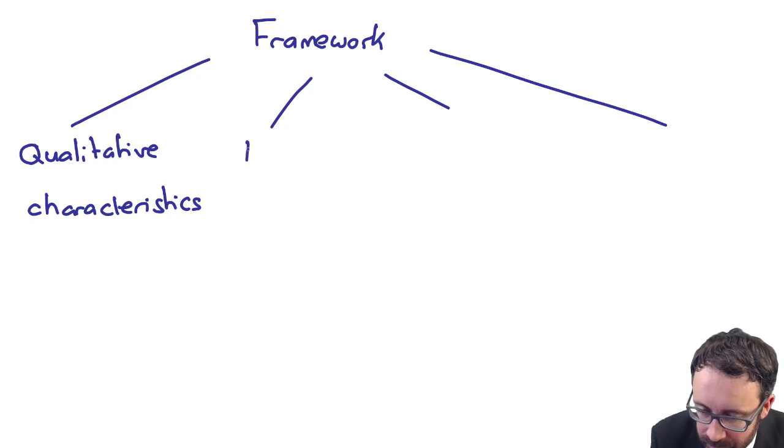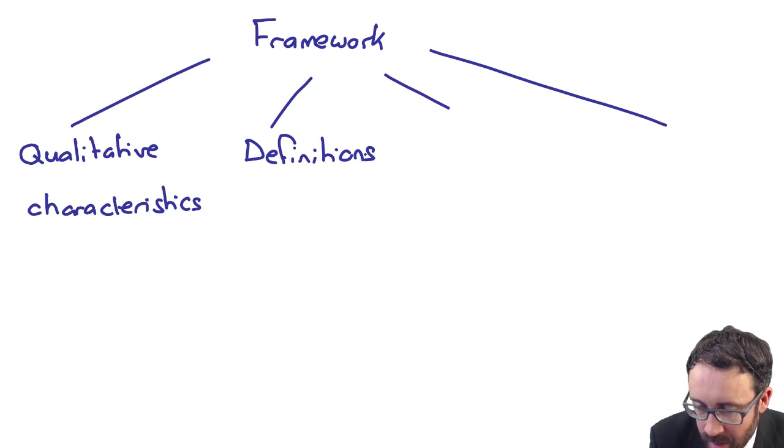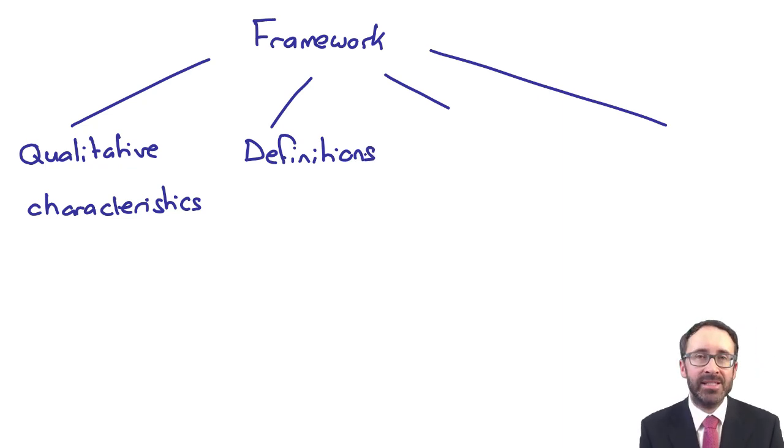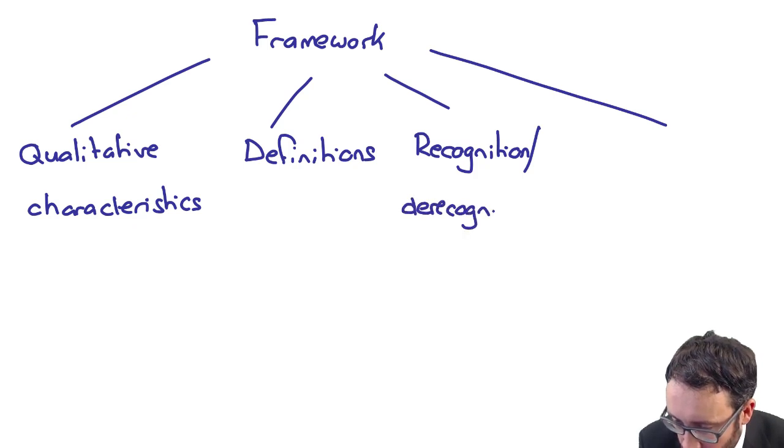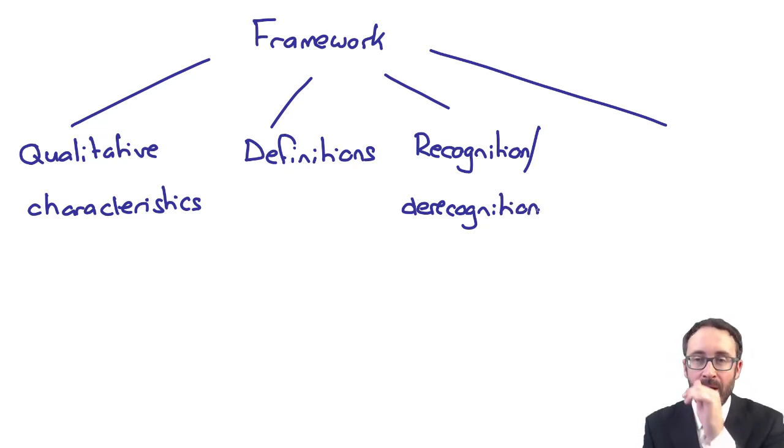I then go through and think about my definitions, the definitions of your assets, the definitions of your liability. I'd also then think about recognition and derecognition. So remember, we recognize an item, an asset, a liability if it gives us more relevant and faithful information. So going back, if you like, to the qualitative characteristics.